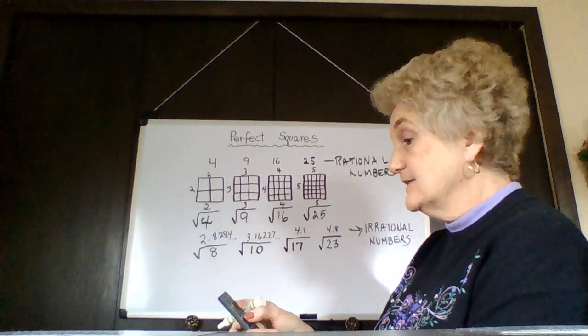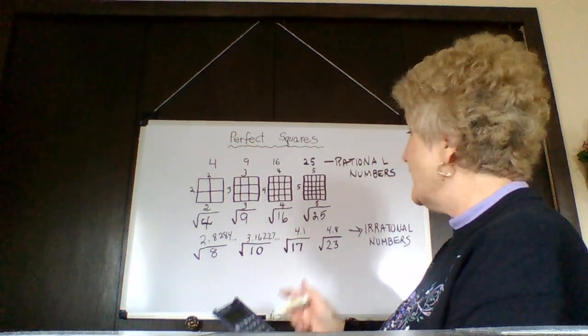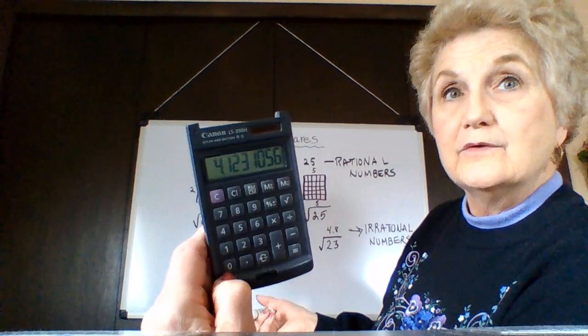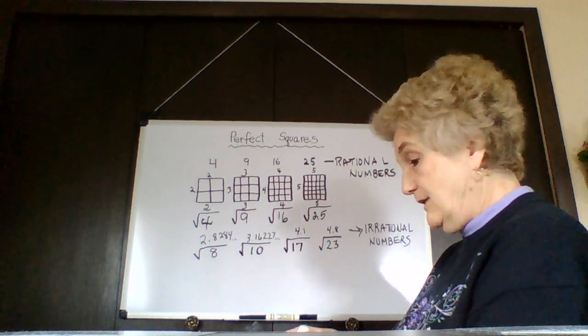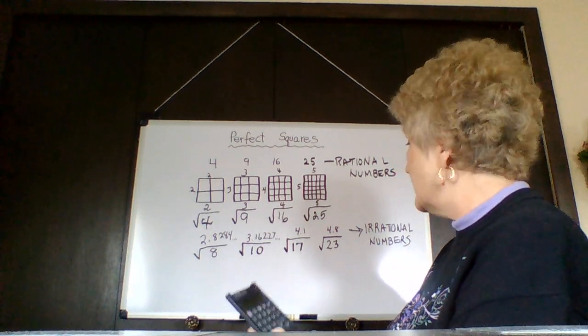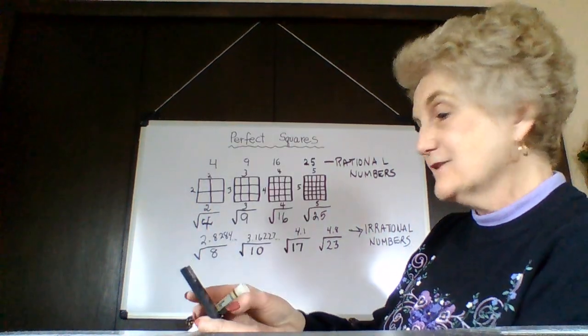Let's just, for the heck of it, see what the square root of 17 is. 4.123. How do you like that? And it goes on forever, but I'm just showing you 4.123. Let's see what the square root of 23 was. On my calculator, it shows 4.795. Look at that. Whoops, it just dissolved here.